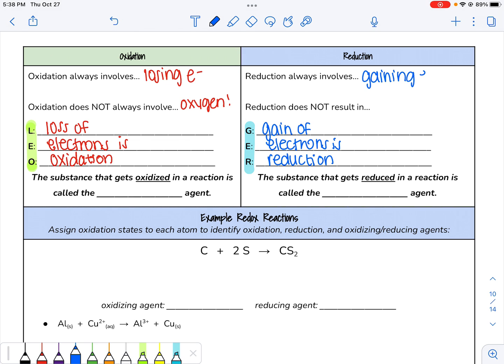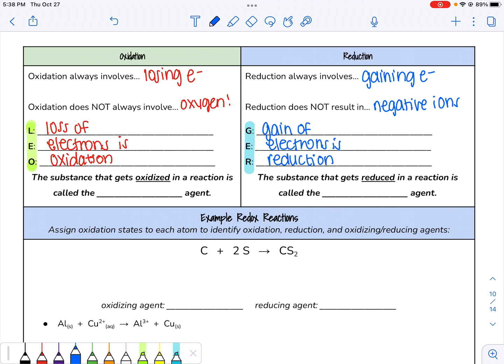So reduction always involves gaining electrons, but when you're gaining electrons, you are gaining negative charge. That doesn't mean that it's resulting in negative ions. All of our electrons are being shared in bonds. So it's not like these bonds are actually fully ionic and there's a transfer of electrons that's occurring. This isn't resulting in negative ions. Instead, it's just resulting in areas of electron density.